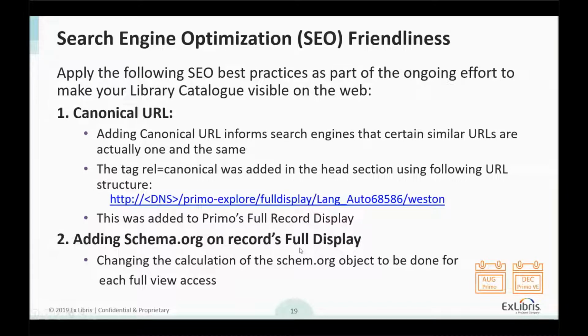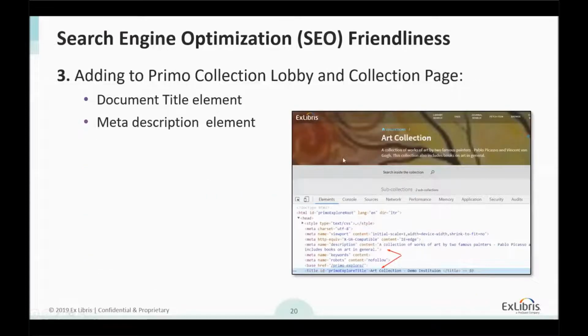the full display. Previously we released it, but we added it only for a specific deep link format. Now we are adding it on each Primo full display. And we are also adding metadata tags for the collection lobby and the collection page. We are adding the title and the description. So if someone has a deep link for their collection, it will be better seen by search engines if they crawl them, using this title and description that you choose.